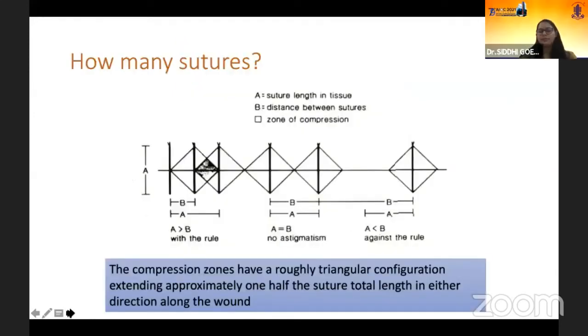Now, how many sutures should be done? So basically that is based on the compression zones, which have a roughly triangular configuration extending approximately one half of the suture length on either direction. So here, if we see, the length of the suture should be equal to the distance of the suture, which will result in no astigmatism. So this is the correct technique seen by the second image.